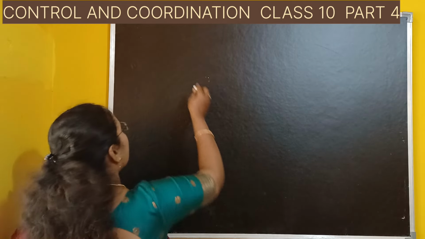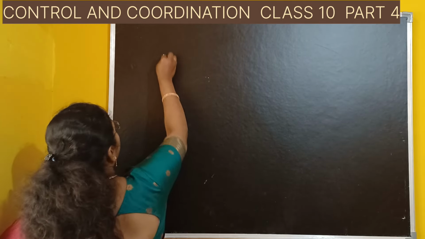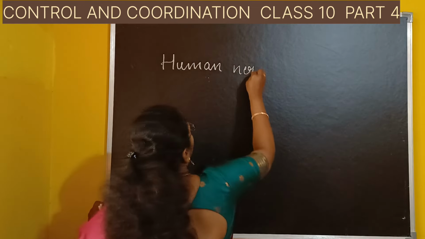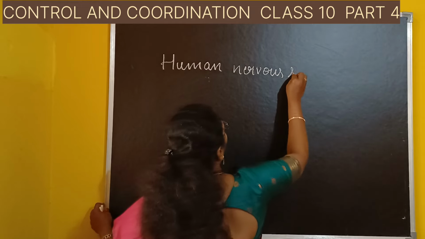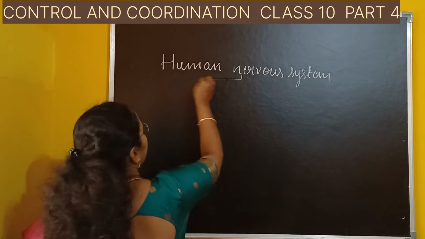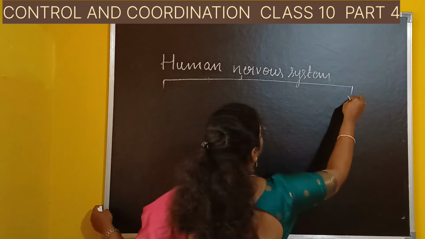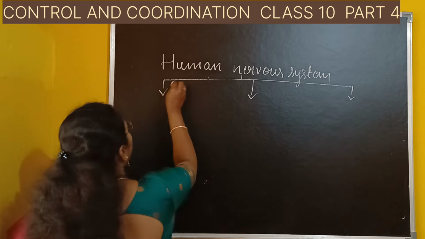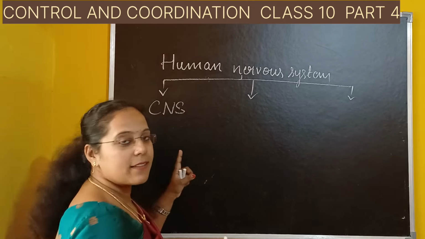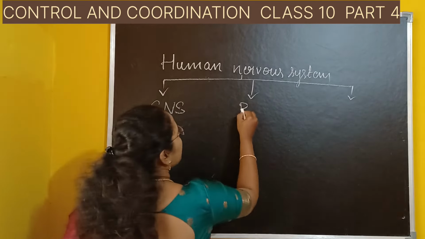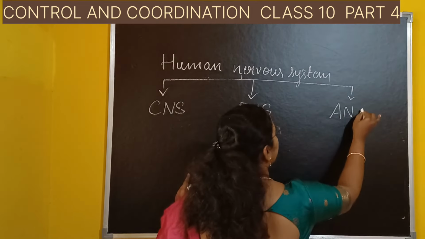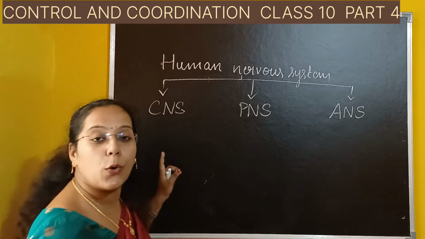Yes. So when I start talking about the human nervous system, you need to make a note of it. The whole human nervous system is broadly classified into three types. The first one is the central nervous system, which we will call CNS, followed by the peripheral nervous system, PNS, and the autonomous nervous system, ANS. So make a note of it.